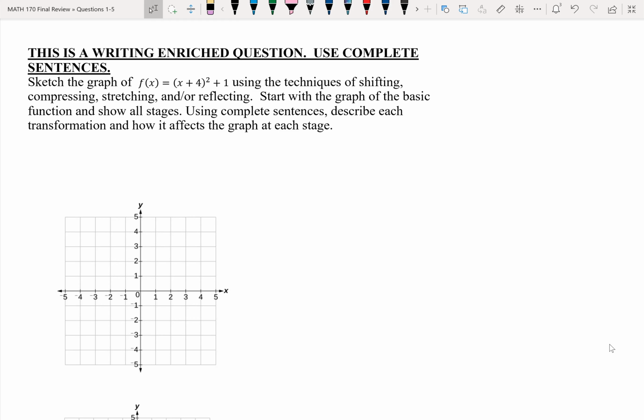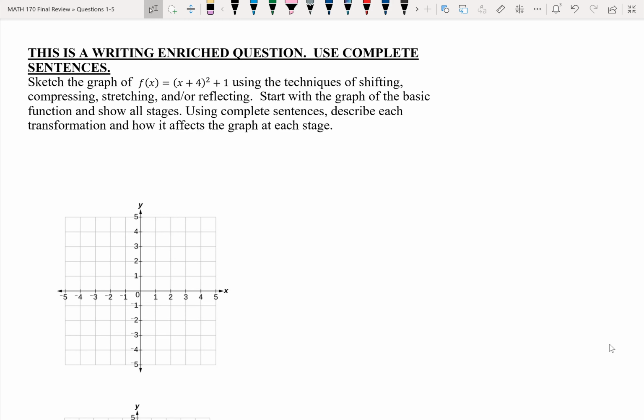This is question 1 for the review for the final for Math 170. This is a writing enriched question, and so when we do this, we need to make sure that we use complete sentences. And our question says to sketch the graph of the function f of x is equal to the quantity of x plus 4 squared plus 1 using the techniques of shifting, compressing, stretching, and or reflecting. To start with the graph of the basic function and show all the stages, use complete sentences, describe each transformation and how it affects the graph at each stage.